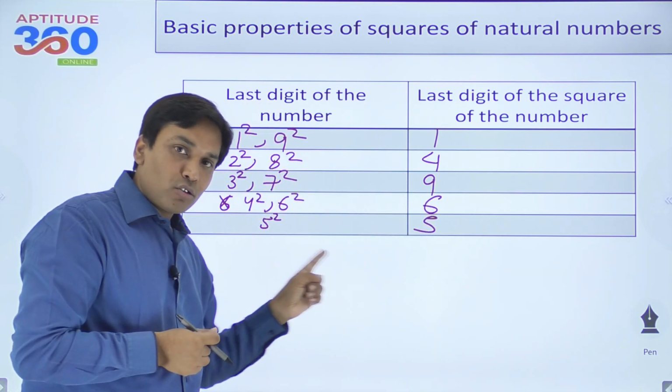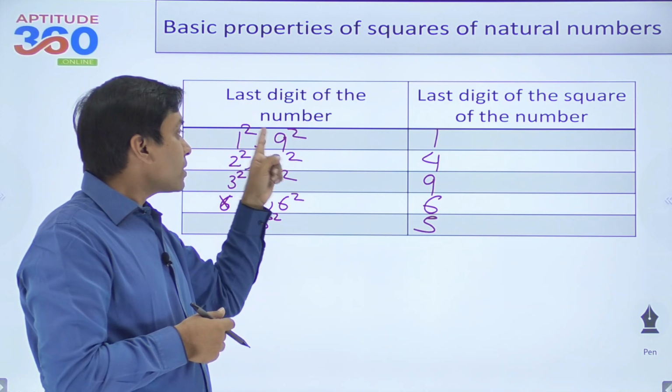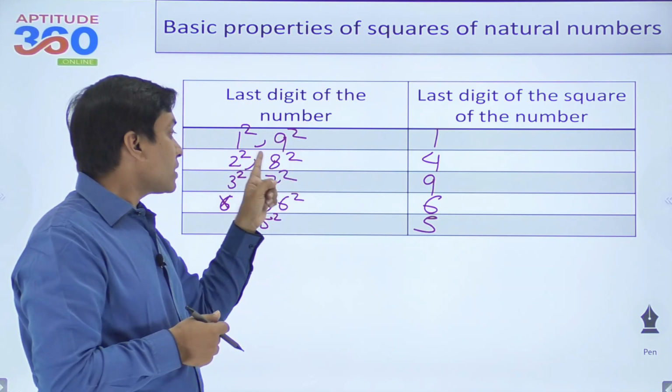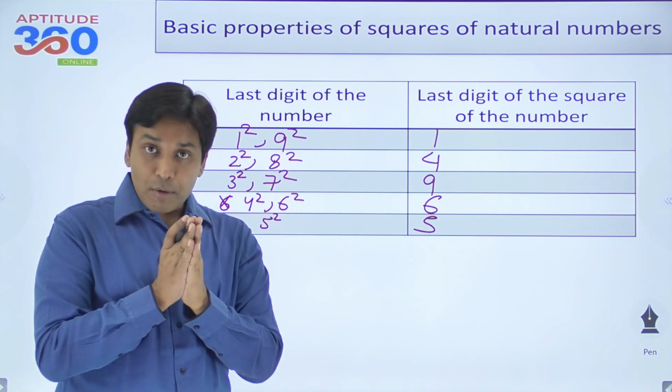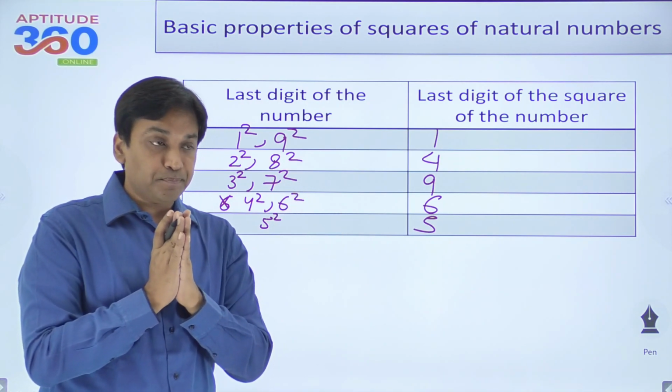And it is not very difficult to remember, because 1 plus 9 is 10, 2 plus 8 is 10, 3 plus 7 is 10, and 4 plus 6 is 10. So the sum of these two numbers will always be 10.